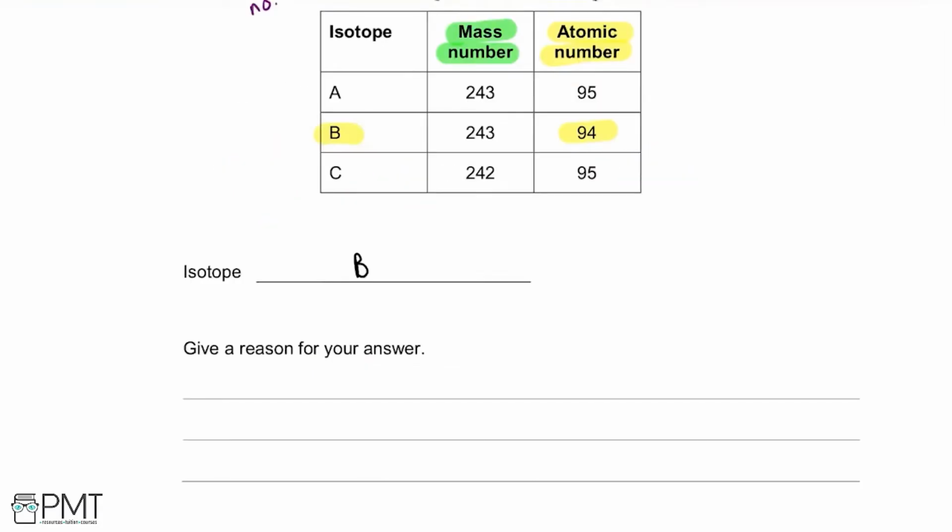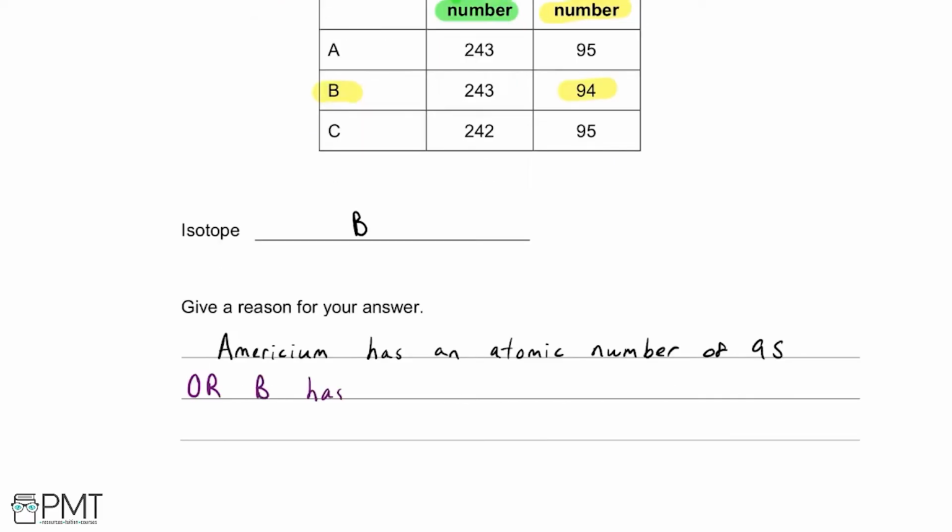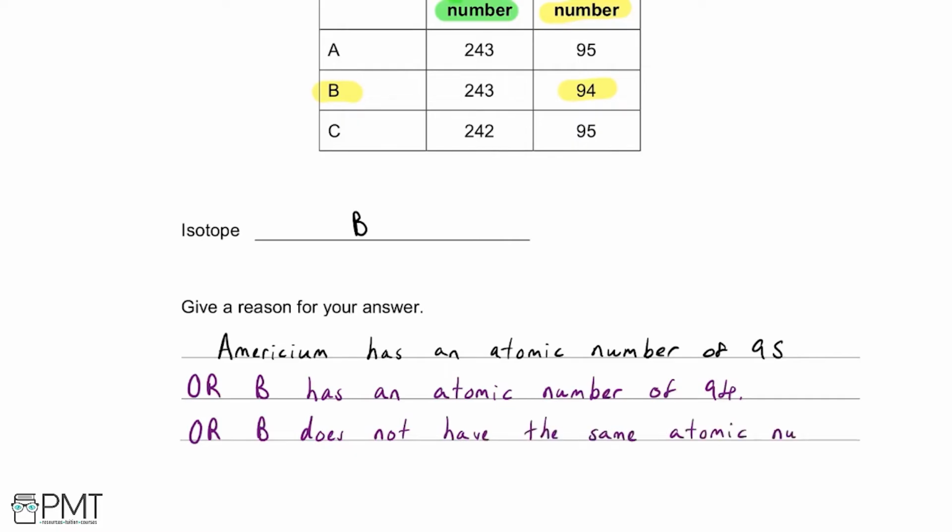The question also asks for a reason for our answer, and so the reason is that americium has an atomic number of 95. Other valid answers, which are basically different ways of saying the same thing, would be that B has an atomic number of 94, or that B does not have the same atomic number as americium.